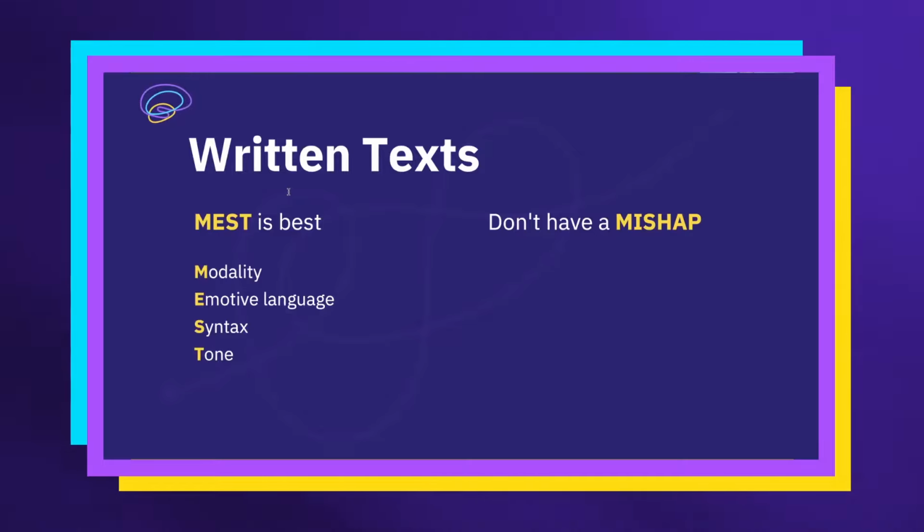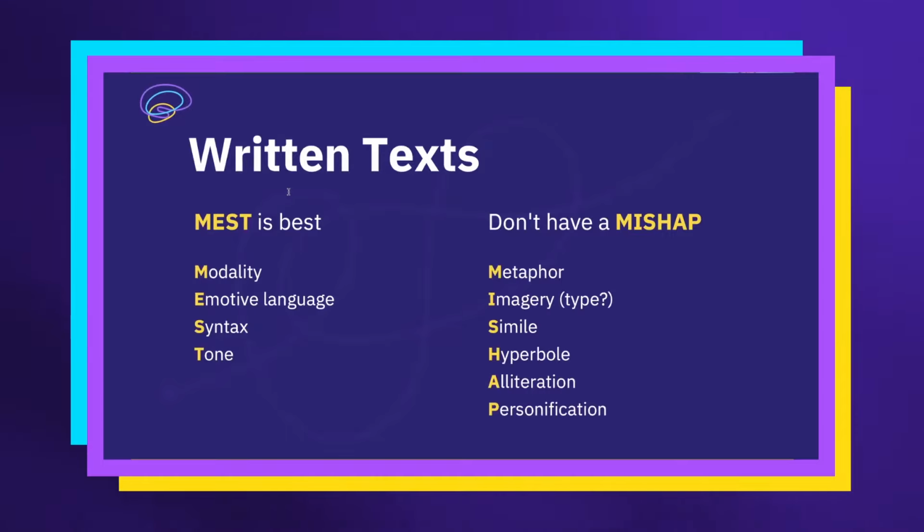The other one that you should now say to yourself is you don't want to have a mishap. Don't have a mishap, right? Mishap: metaphors, imagery. Make sure you say what type of imagery. Is it visual imagery? Is it sensory imagery? Is it oral or auditory, right? That's AUD. Auditory is to do with hearing. Is it to do with touch? What's it called when something's to do with how something feels?